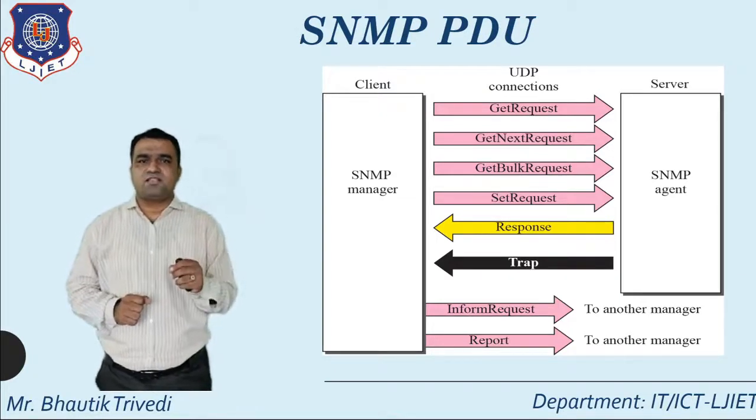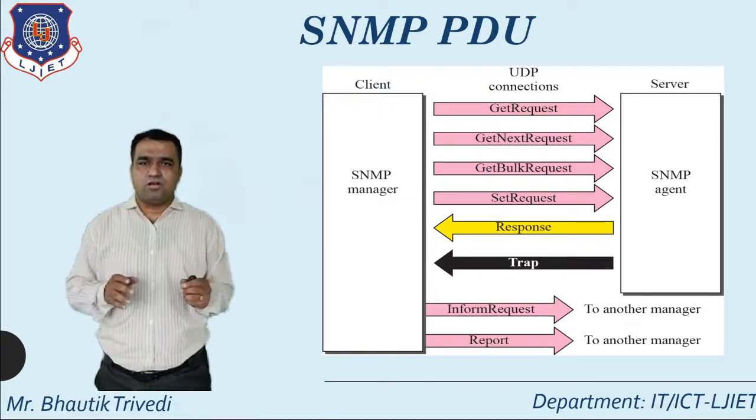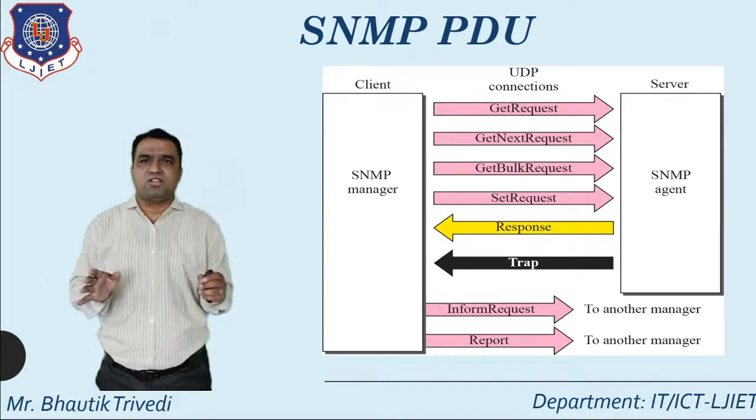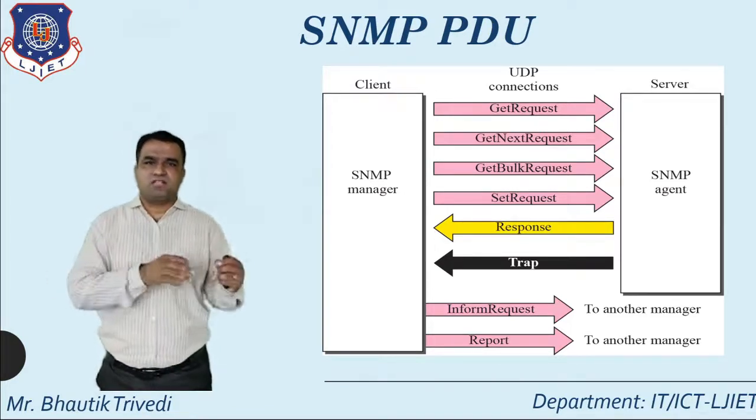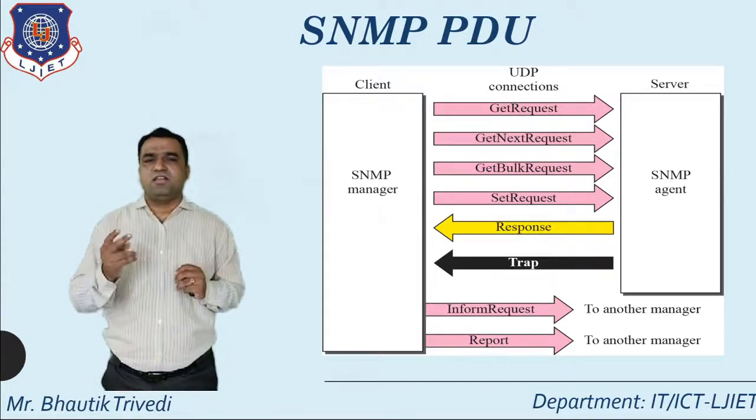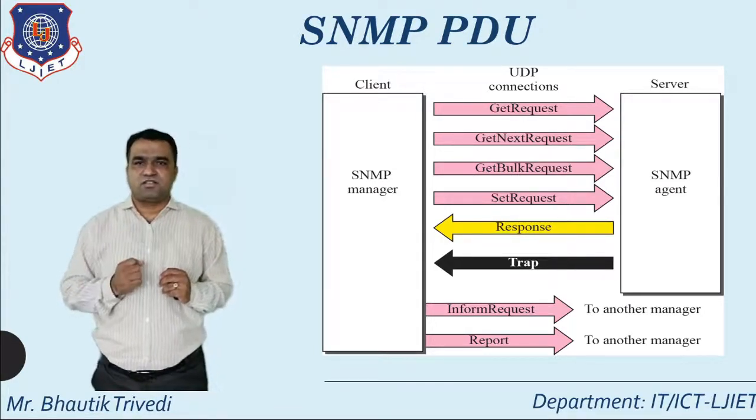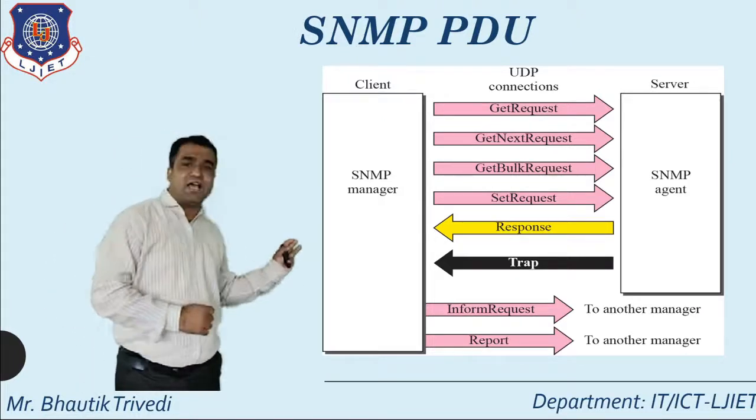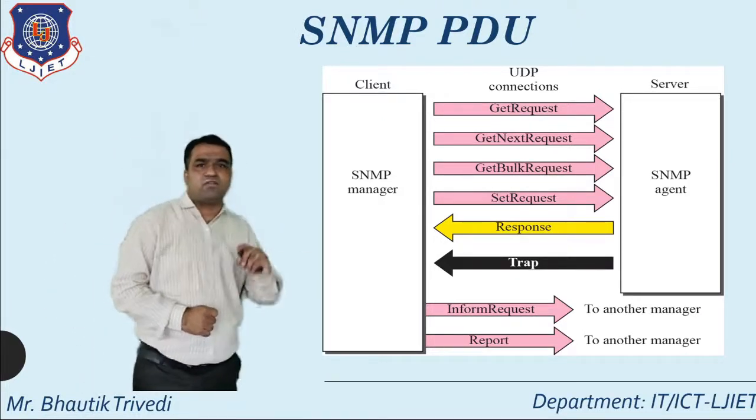So trap message is generally used for directly closing the connection between the client and server, or manager and agent. And then after that, another request you can see in this particular diagram, that is the inform request.